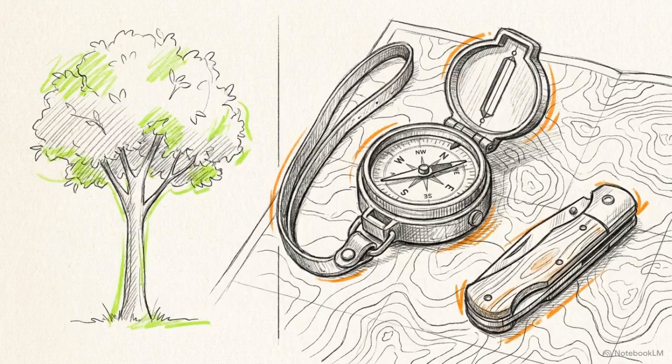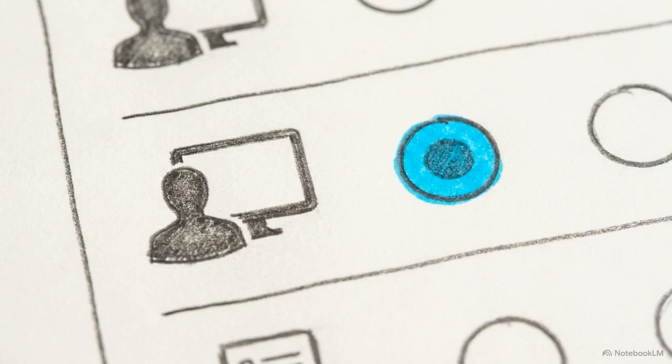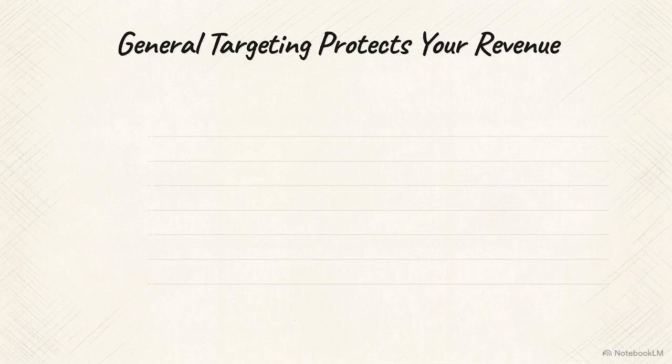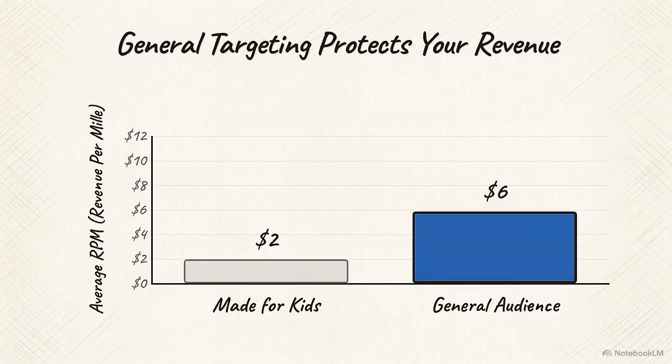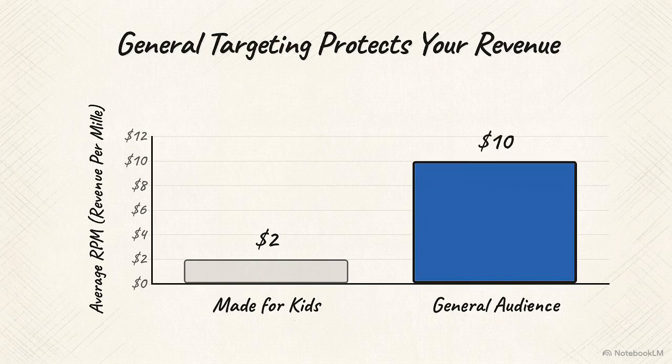While the video is animated, survival content is meant for a general audience, so select No, it's not made for kids. Accurate categorization is vital for your revenue. Content marked as made for kids has limited monetization, but general survival content allows for a standard revenue rate while reaching the correct adult demographic.